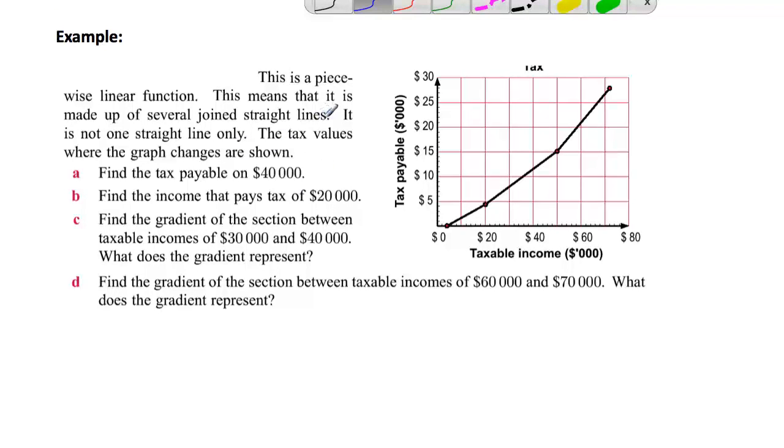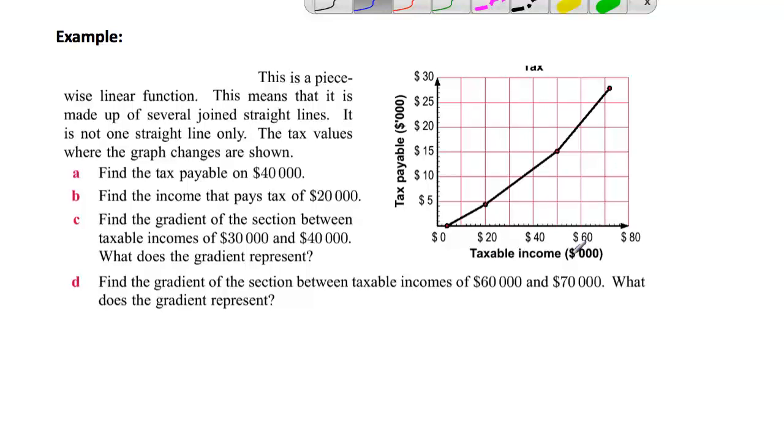And a good example of this are tax rates. So that as you go up with your income, the amount of tax, or the tax rate that you pay, increases as you go along. So let's have a look and see what we can read from this. The first question is, find the tax payable on $40,000.